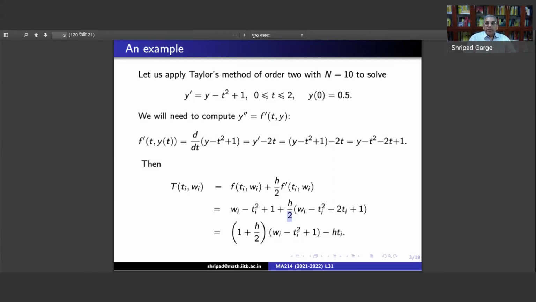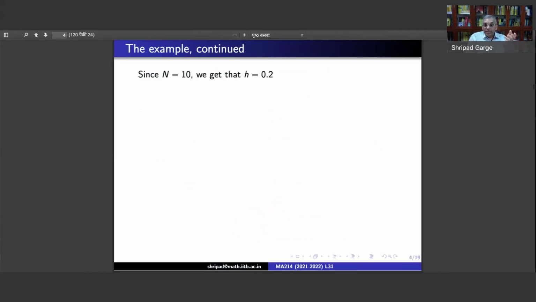Okay, so now we are taking n equal to 10 and our interval is 0 to 2. So we will need to divide this interval length, which is 2, by n, which is 10. That will give us the step size. So we put those values there. We get h is 0.2 and Ti will be 0.2 into I, where I goes from 0 to 10.